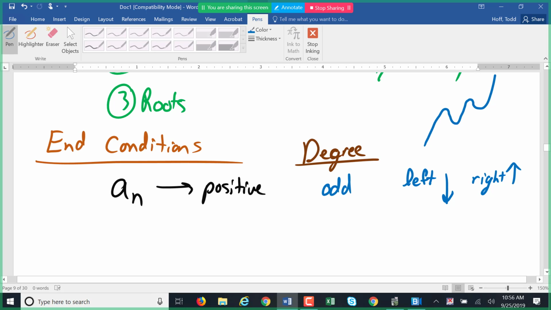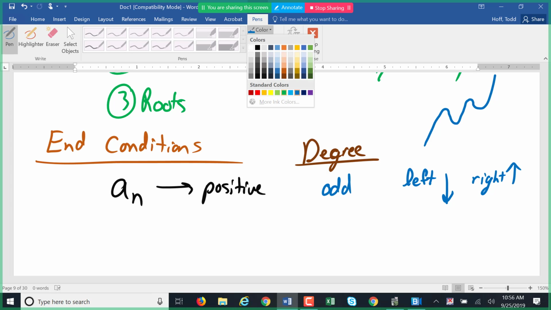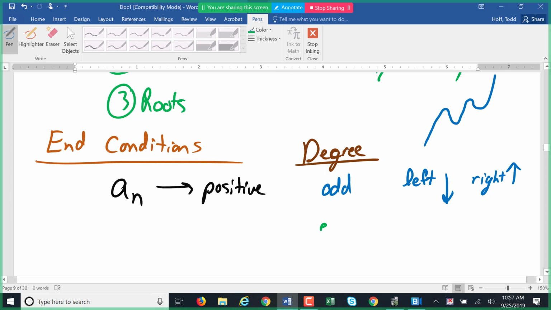If it's an even degree, so that power is a 2, 4, 6, or 8, they're both going to shoot up to positive infinity. Think about this. In a parabola, if a was positive, they both went up. If a was negative, they both went down.